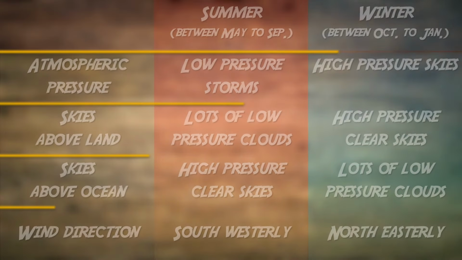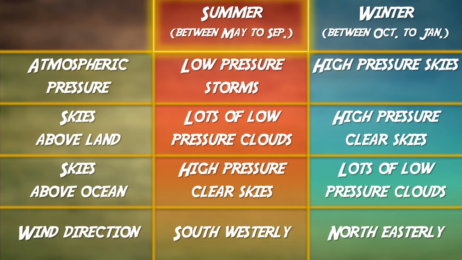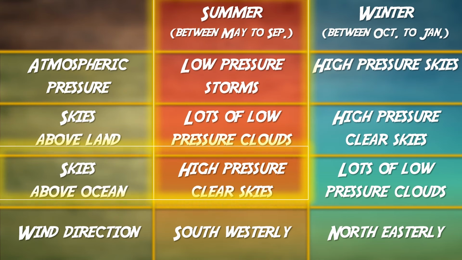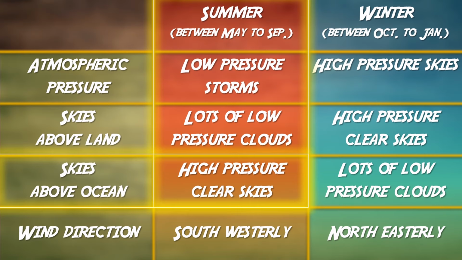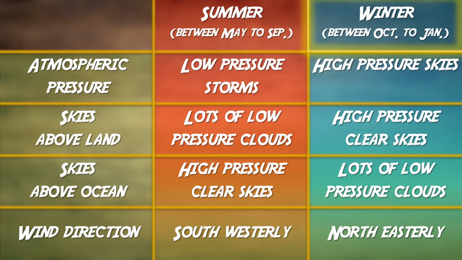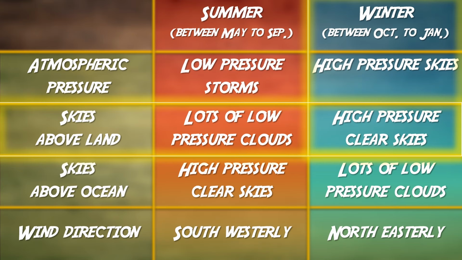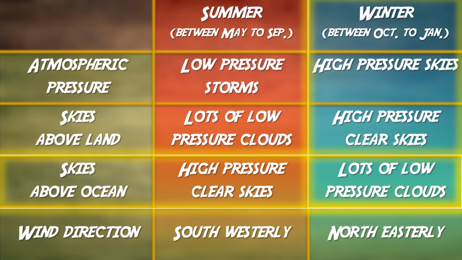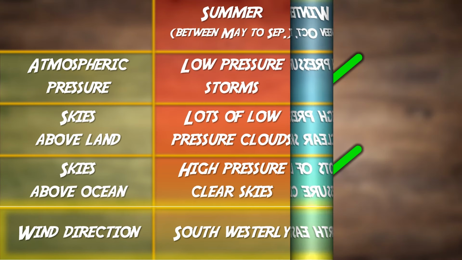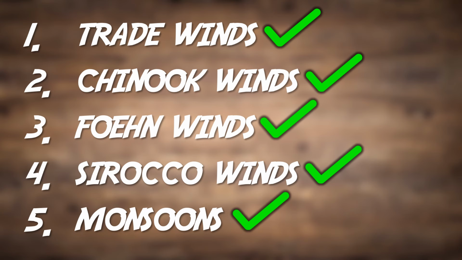So if you're flying over India during summer between the months of May through to September, you can expect low pressure storms and high cloud coverage over the land, clear high pressure skies over the ocean, and with southwesterly winds blowing. And if you're flying over India during winter between the months of October through to January, you can expect clear high pressure skies over the land, low pressure storms and high cloud coverage over the oceans, and with northeasterly winds blowing. And that's monsoons.